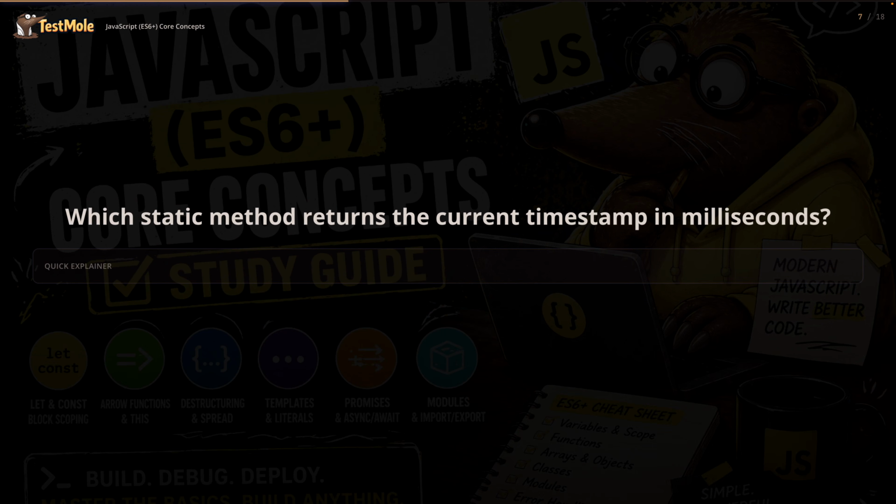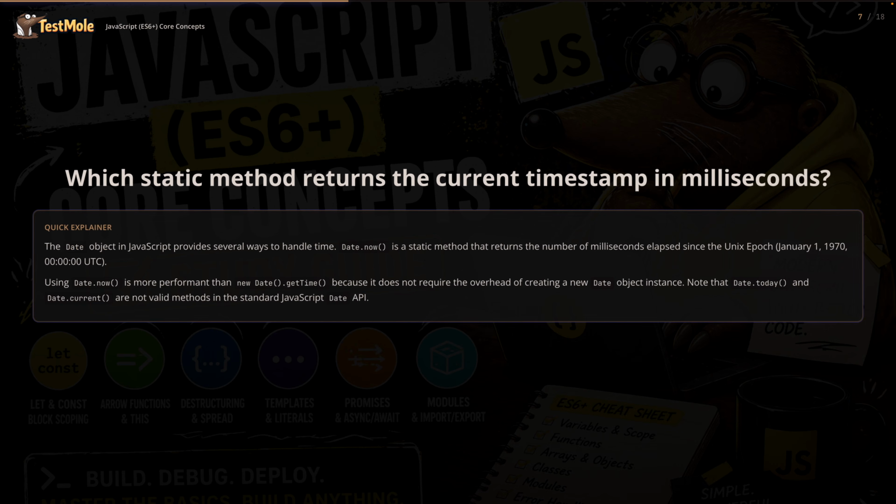Which static method returns the current timestamp in milliseconds? The Date object in JavaScript provides several ways to handle time. Date.now is a static method that returns the number of milliseconds elapsed since the Unix epoch, January 1, 1970, 0:00 Universal Time Coordinated. Using Date.now is more performant than new Date().getTime because it does not require the overhead of creating a new Date object instance. Note that Date.today and Date.current are not valid methods in the standard JavaScript Date API.